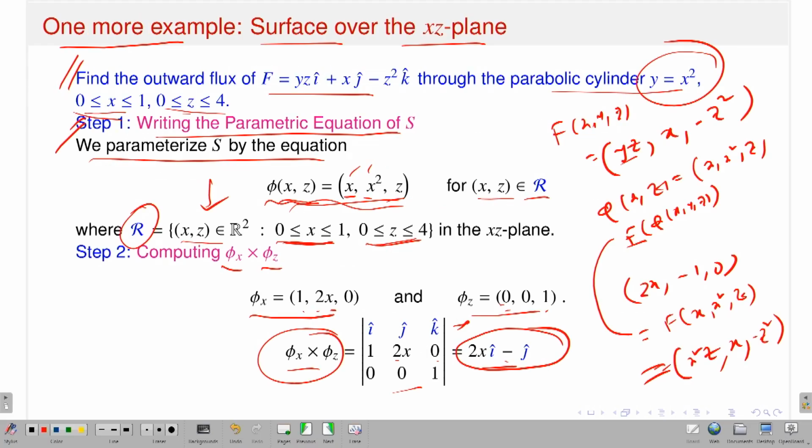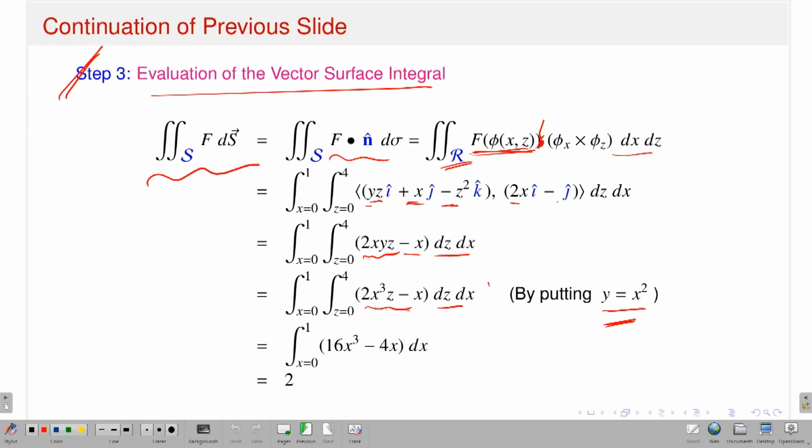x runs from 0 to 1, z runs from 0 to 4. You do that, and again it is a separation of variable. First you have to integrate. It is a separation of variable; you make it into two integrals. So what you have to do: x from 0 to 1, z from 0 to 4.